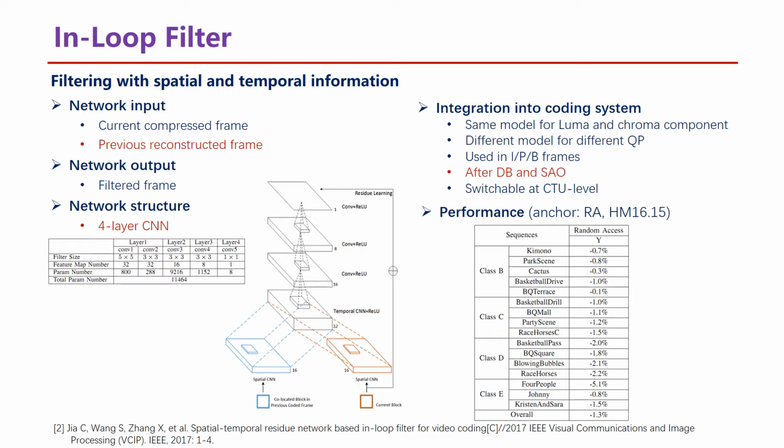So here a 4-layer CNN is proposed for the in-loop filter in 2017. By using reconstructed pixels from the previous frame and inserting the new module after deblocking and SAO, some coding gains can be reached, even though it is not as good as that from a deep neural network. And also different models have to be trained for different QPs.